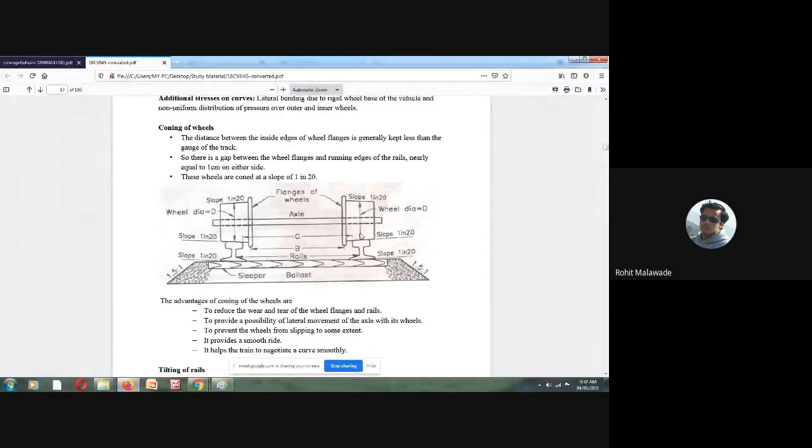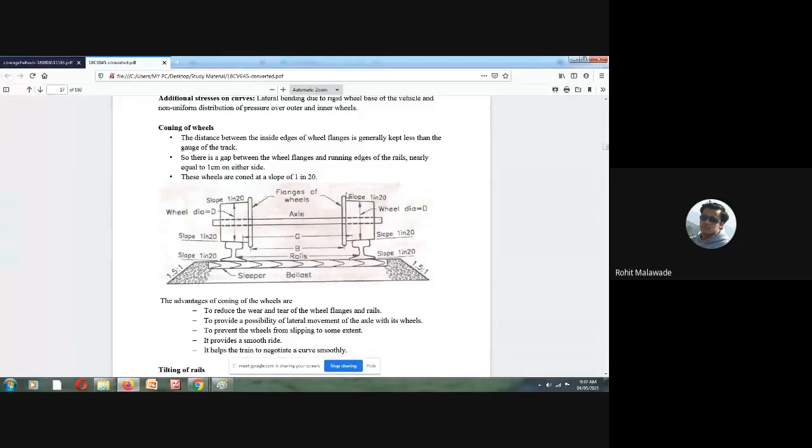I will repeat it. On a straight track, these wheels will be continuously moving inside and outside, right? On the outer side, there will be locking. It is going to move continuously inside and outside. If we don't provide the slope, or the coning, there will be continuous wear and tear, and there is a possibility of derailment.